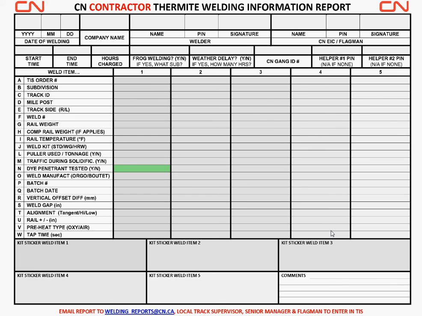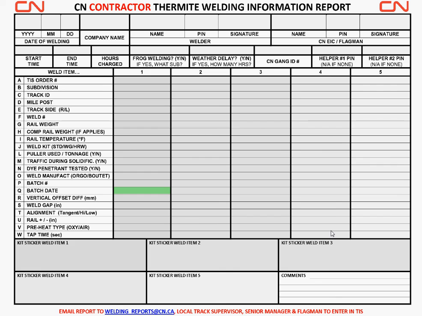Next, dye penetrant. In CM policy you are required, whenever a saw blade touches the rail, to dye penetrant the rail. So if you use dye penetrant, please put yes or no. Weld manufacturer. Are you using an Orgo kit or a Boutte kit? Batch number. This is found on the sticker. If you do not know the batch number, please contact your supervisor and they will get you a sheet outlining where the batch numbers are for Orgo and Boutte kits on the sticker.